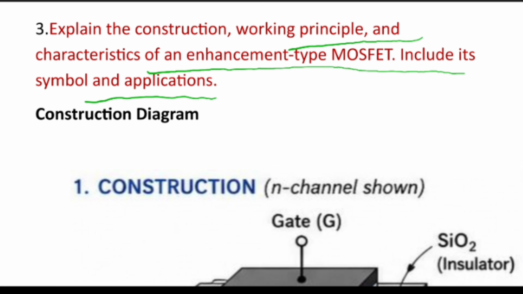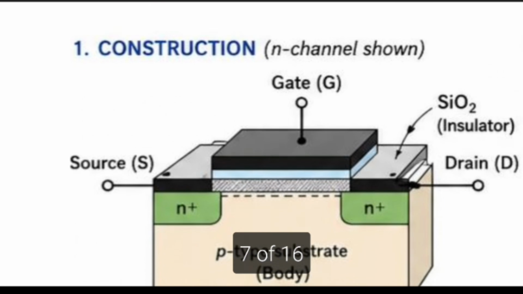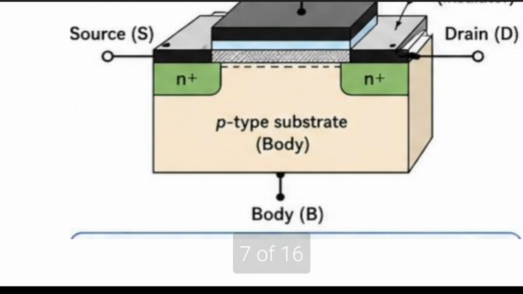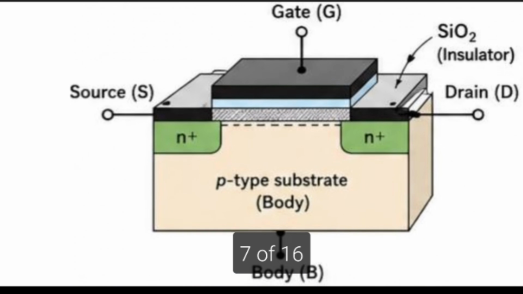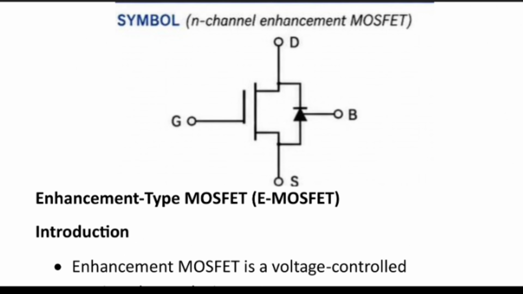Here is the diagram representing the construction. It shows an N-channel device with a gate, source, SiO2 insulator, drain and a P-type substrate, which is the body. Just see the diagram. And the symbol: this is the symbol of the enhancement type.